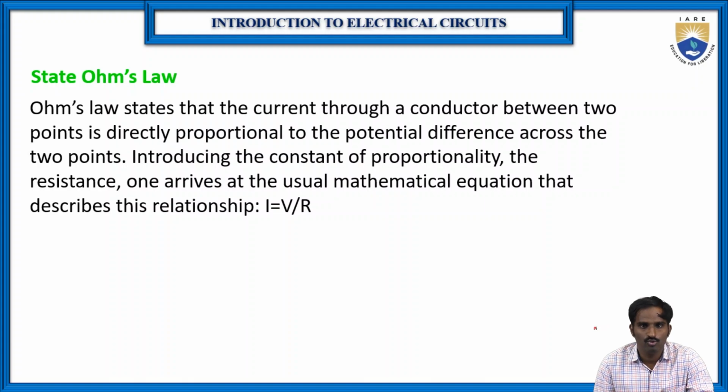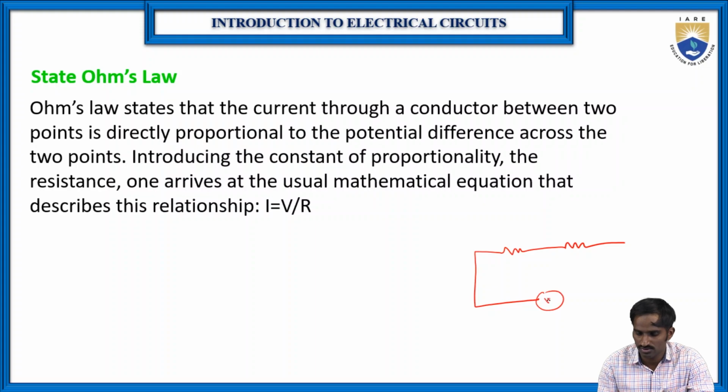Then state Ohm's law. This is one of the basic laws related to the electrical circuit. First of all, we should know what is meant by an electrical circuit. The circuit is formed by active elements with one or more energy sources, and it should be a closed loop. So suppose you take some resistors R1, R2 with some energy source, let us consider a voltage. This is called an electrical circuit.